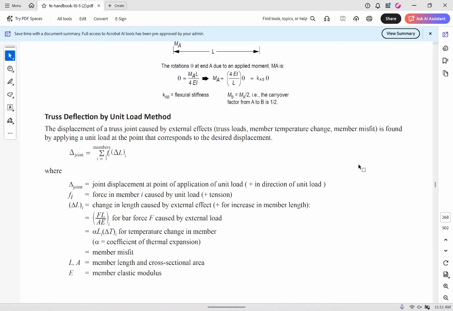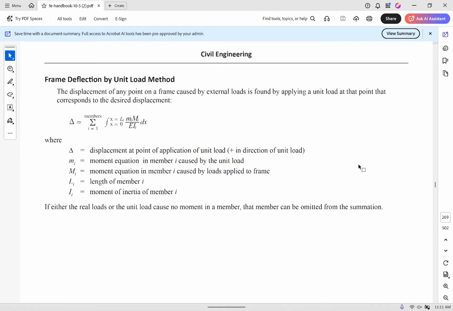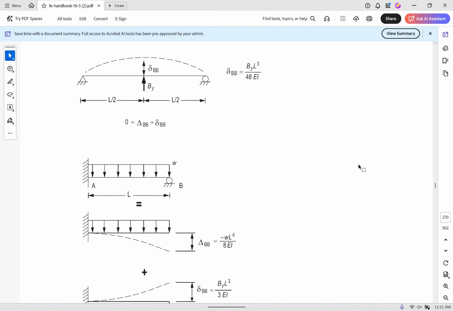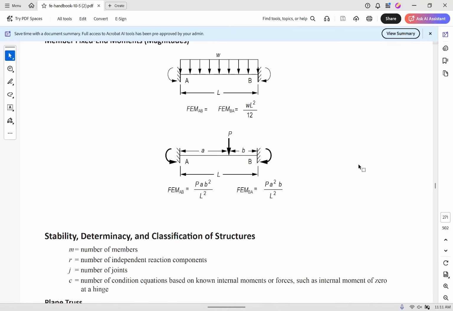Okay, you take the sum of your little f times this term, which is big FL over EA. We've done that in here, right? So you can see where that's coming from, okay? And you can see this is for beams and frames. We're going to do this here in a little bit, okay? These are some elementary formulas, which we'll talk about a little bit later, okay?